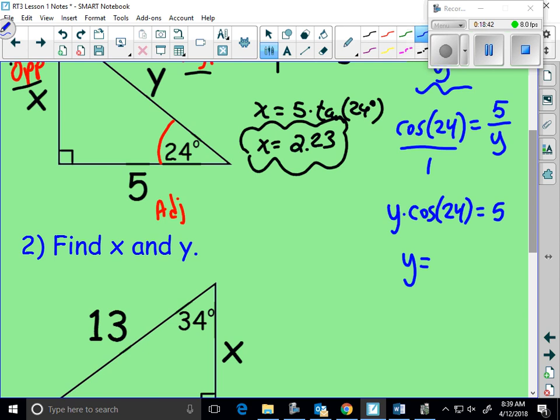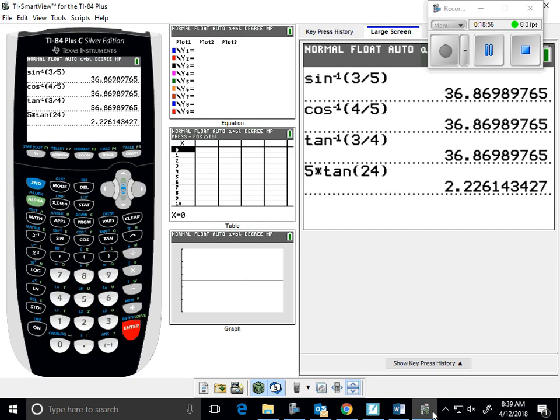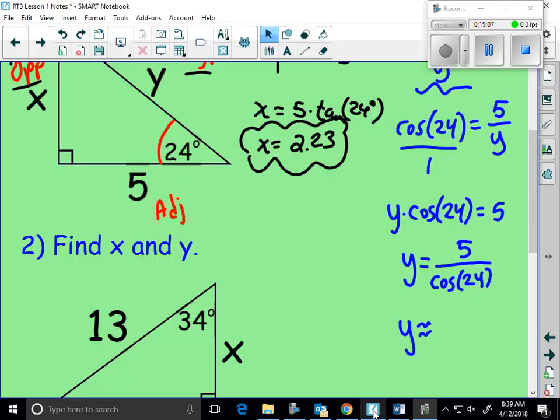Divide by cosine of 24. Let's try it. Let's find y. Five divided by cosine 24. Looks like 5.47. 5.47. Let's take a moment to analyze this here.